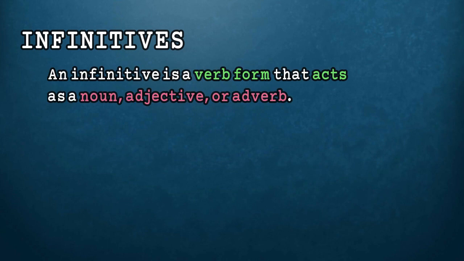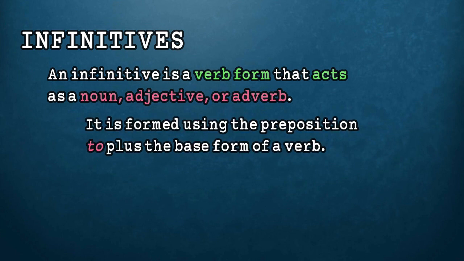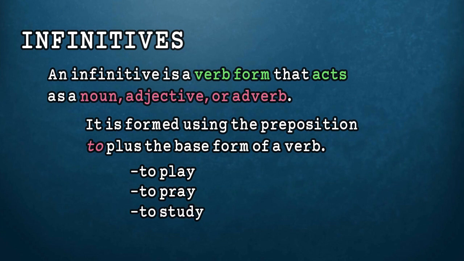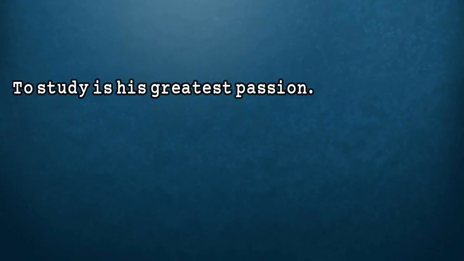An infinitive is a verb form that acts as a noun, adjective, or adverb. It is formed using the preposition to plus the base form of a verb, as in these examples: to play, to pray, to study, and to love. Here are some examples of the functions of infinitives.